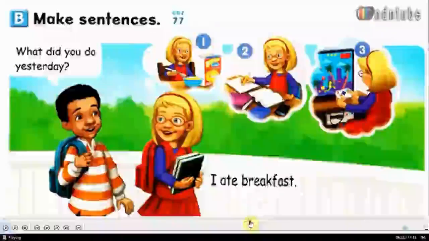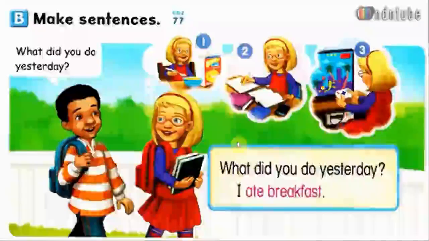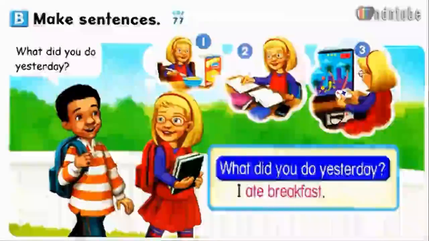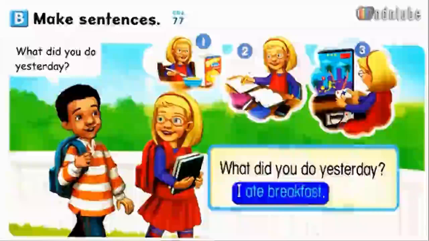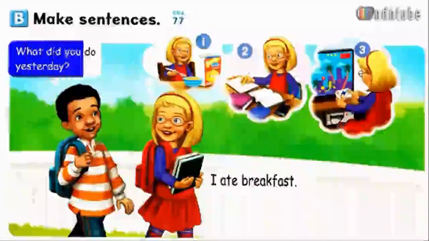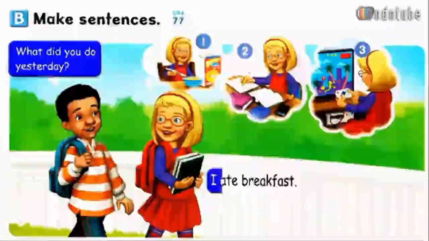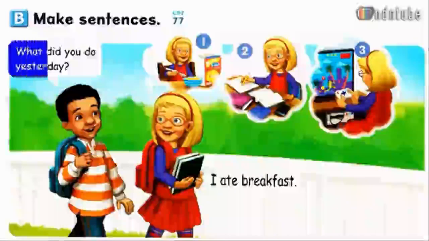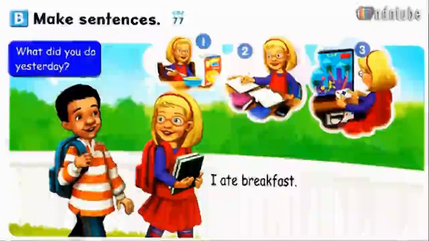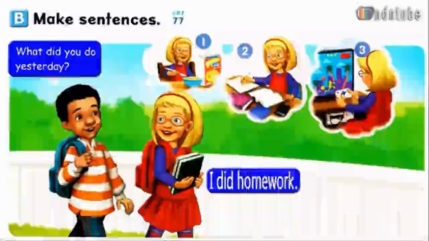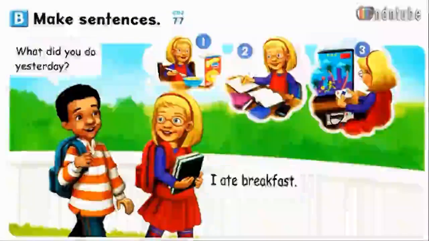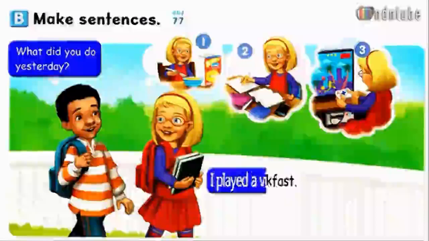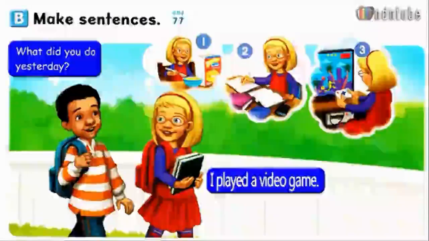Page 70. Drum track. What did you do yesterday? I ate breakfast. What did you do yesterday? I did homework. What did you do yesterday? I played a video game. Eat.